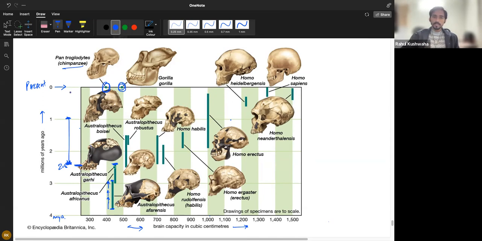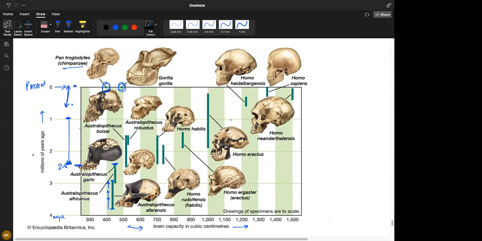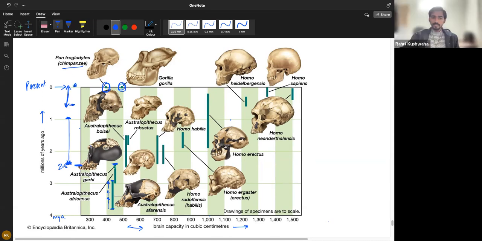So now, doing the same thing, look from zero to around 0.5 million. Look at this frame. How many species of humans can you find now? From present back to 0.5 million around. Do you see any overlapping? Yes, there is still overlapping.